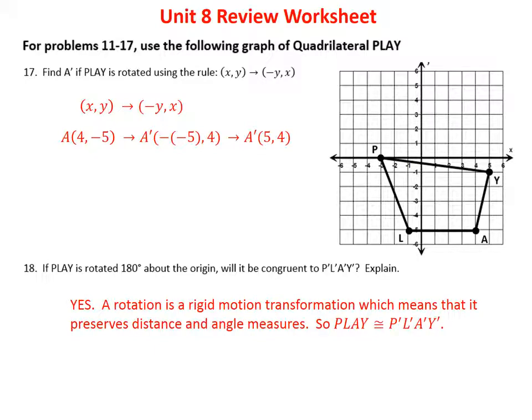This is one of those questions you get on the test where they ask, if I make this translation or this rotation or a reflection, is it going to be congruent? And the answer is yes, because it's a rigid motion. It preserves distance and angle measures. Just got to remember that phrase.